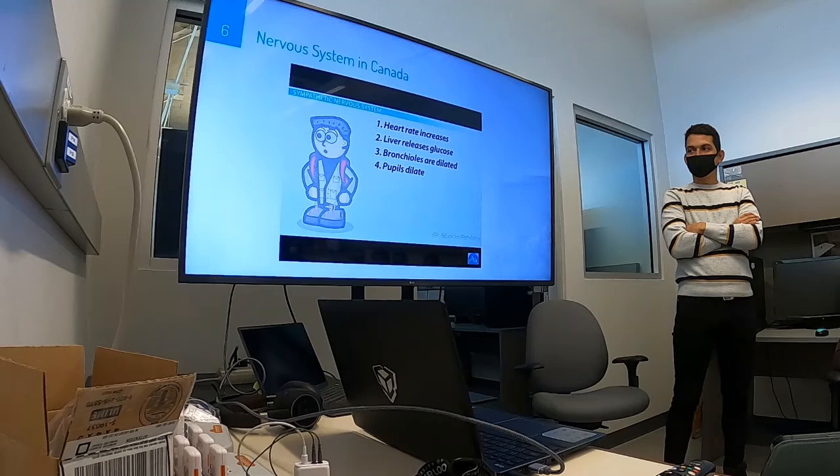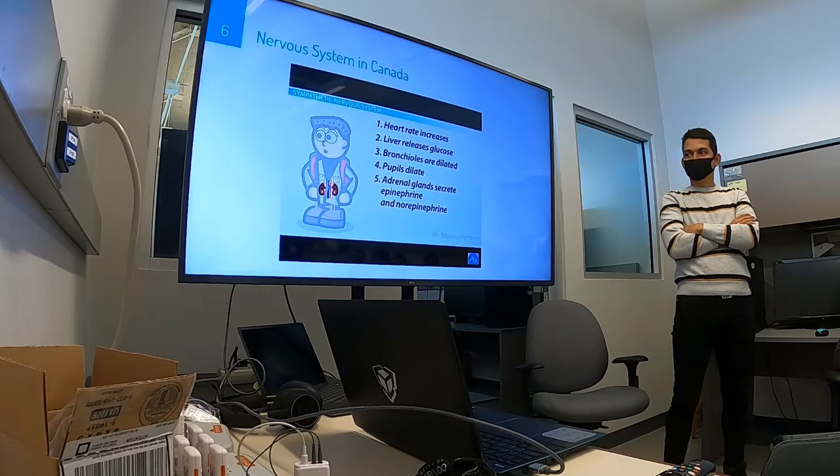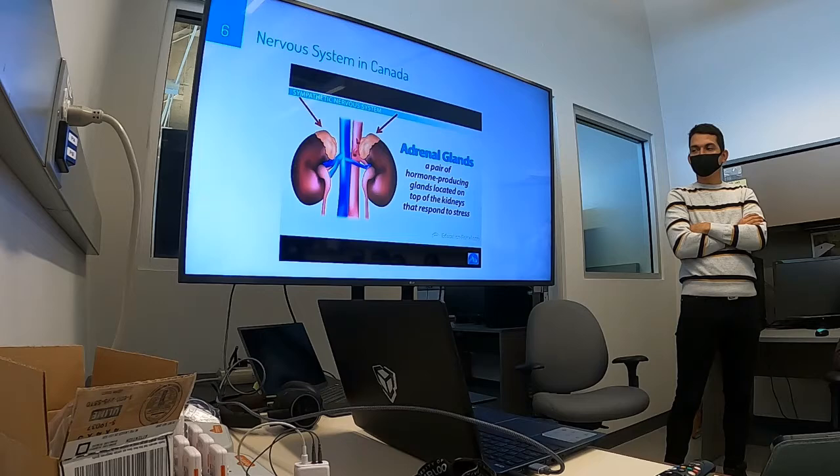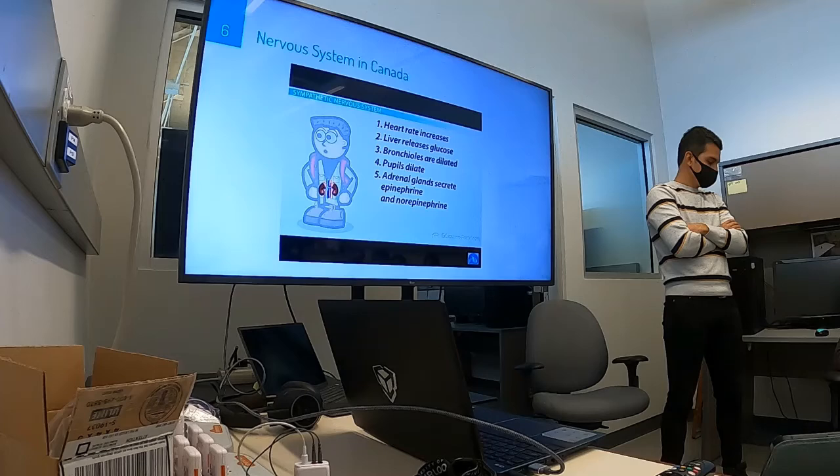Number five, the adrenal glands are stimulated to secrete epinephrine and norepinephrine. The adrenal glands are a pair of hormone-producing glands located on top of the kidneys that respond to stress. Together, the epinephrine and norepinephrine secreted by the adrenal glands have the same basic effects as the nerves of the sympathetic nervous system.